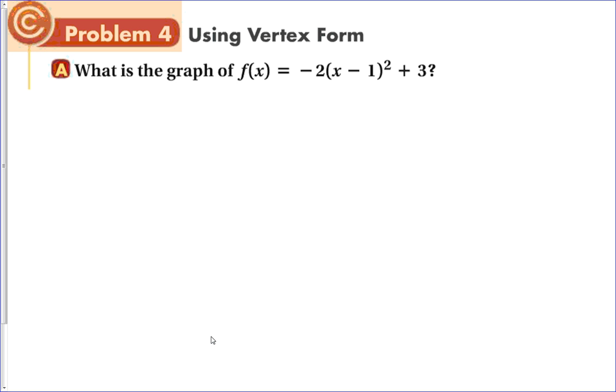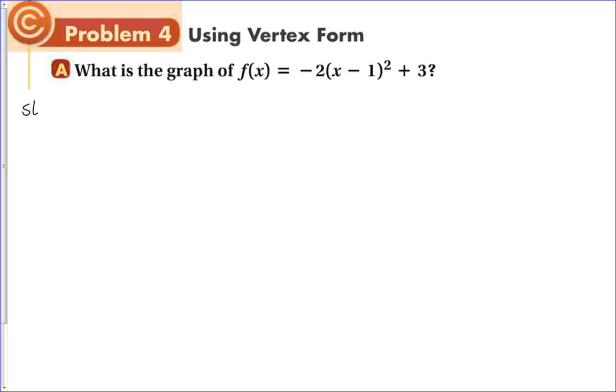Alright, in this video, we're going to go over quadratic functions and transformations, part 2. Alright, problem 4. Using vertex form, what is the graph of f of x equals negative 2 quantity x minus 1 squared plus 3? Well, let's figure this out. There's a few steps we need to look at here.